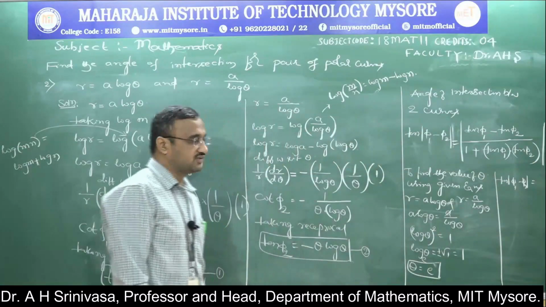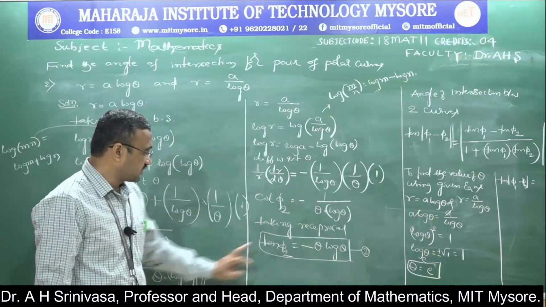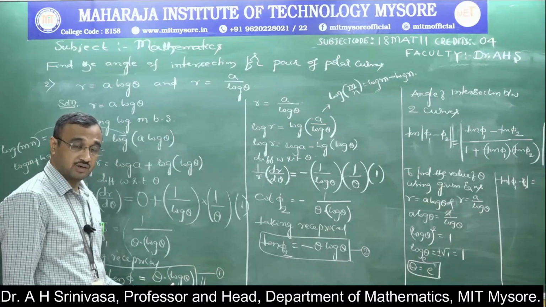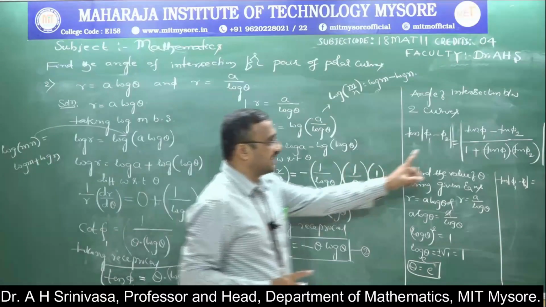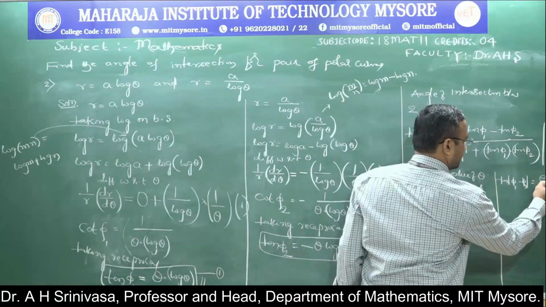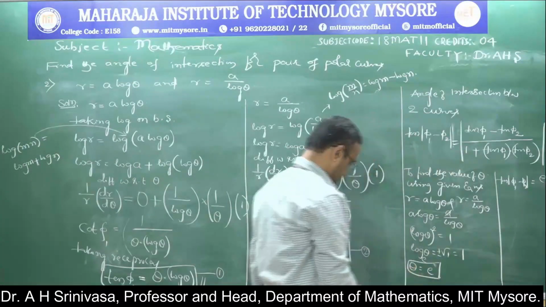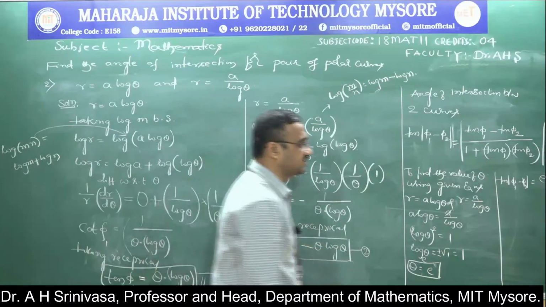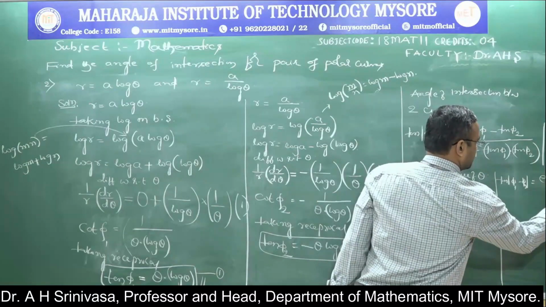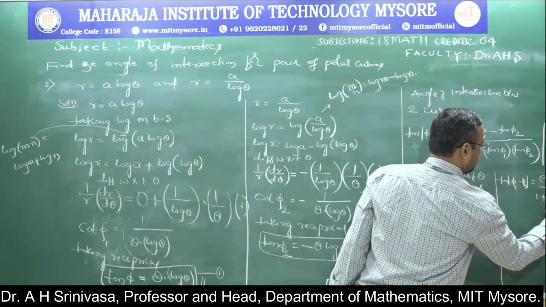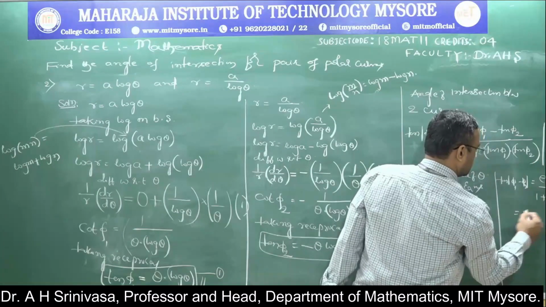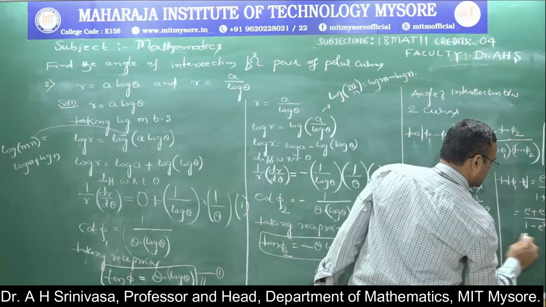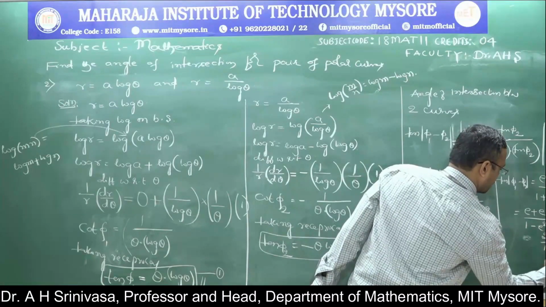After substituting the value of e in equations 1 and 2, if you substitute in equation 1, what do we get? e, then log e. The log e value is 1, so tan phi 1 value is e. Then minus the same thing here: e, then log e value 1, then minus of minus e, so this becomes like this, then whole divided by 1 plus e into minus e. Then e plus e divided by 1 minus e squared. Totally 2e by 1 minus e squared.